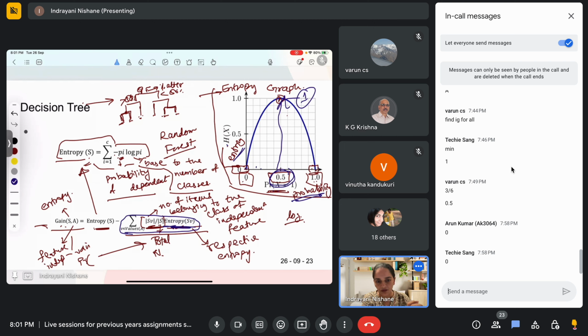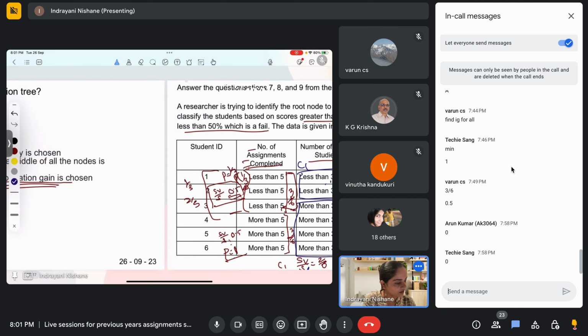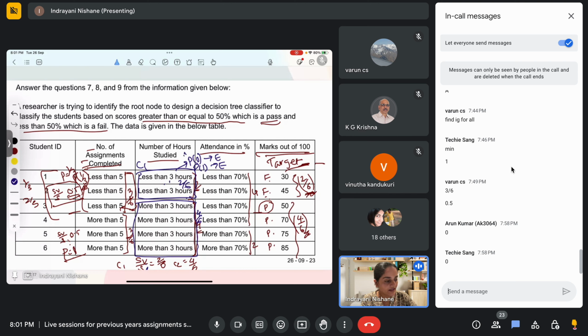So in this case, what was the feature? I forgot. Yeah, number of hours studied. For number of hours studied less than 3, all of them are going to fail. That means none of them are going to pass. So probability is 0, so entropy value was also 0. So that summation term was 0 for this less than 3 hours class.